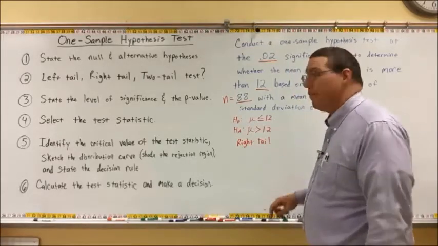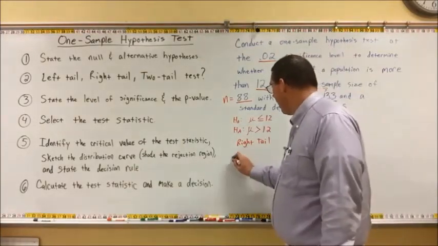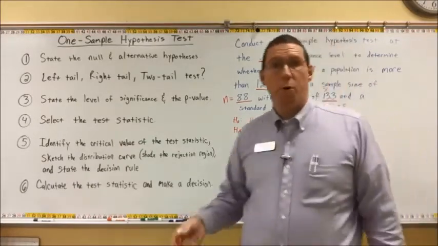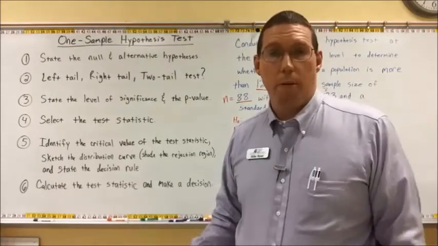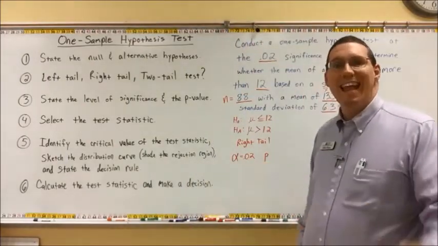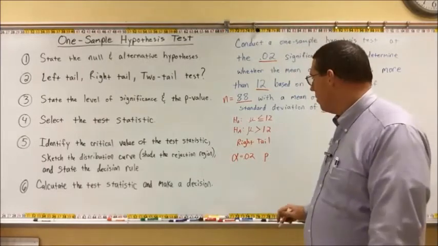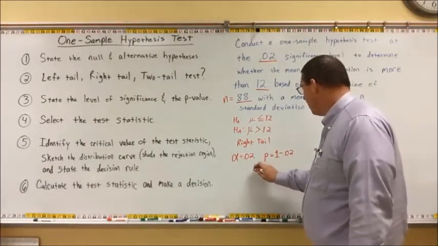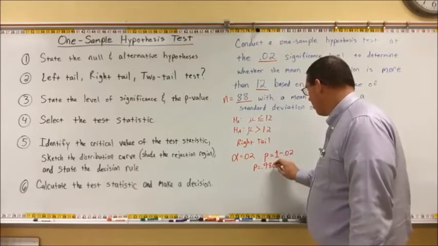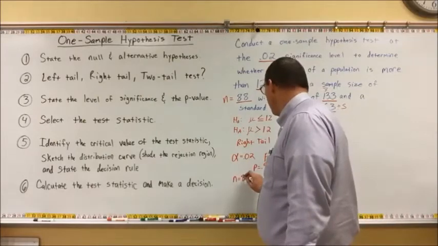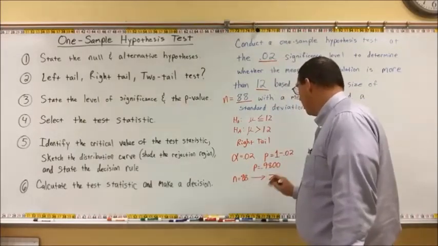Step 3, state the level of significance and the p-value. Okay, well, the level of significance, alpha, is 0.02, as stated in the question. But what's the p-value going to be? Well, what we've done always up to this point with greater than problems, or with more than problems, is we had to subtract the p-value from 1, because we know that a p-value of 0.02 is going to give us a negative z-value, and we need a positive z-value. So what we're going to do is our p-value is going to be 1 minus 0.02, which is going to be 0.98. It's going to be 0.9800. That's what we're going to look up in the table. Okay? Step 4, select the test statistic. Well, because n is 88, because n is larger than 30, we're going to go with the z-statistic.